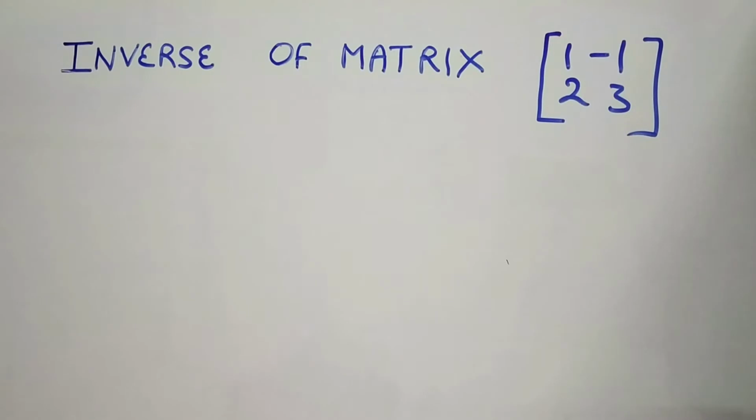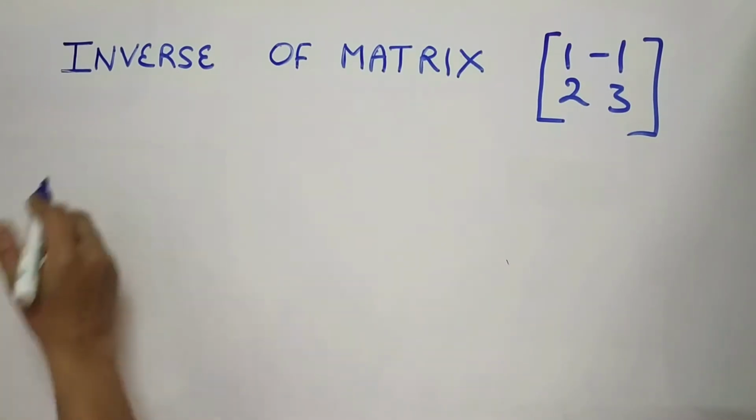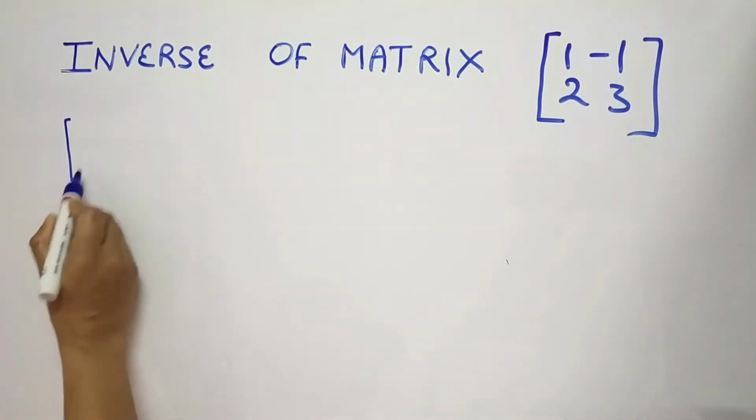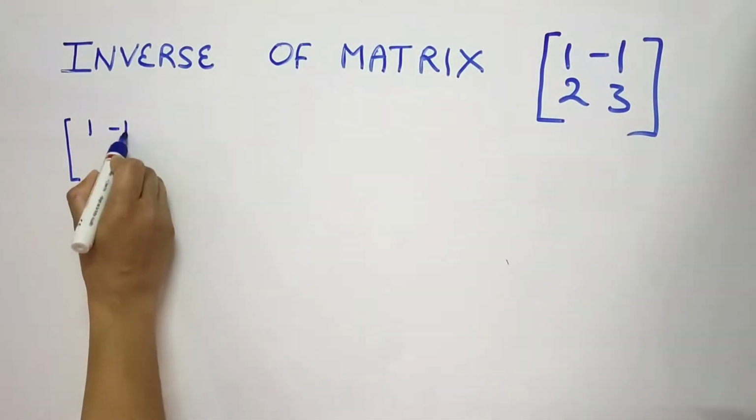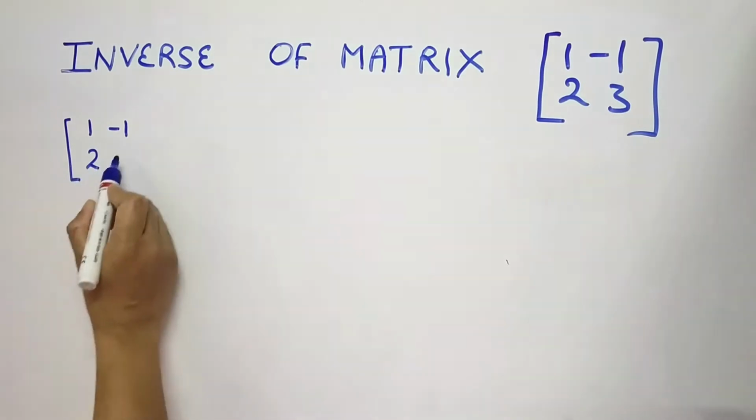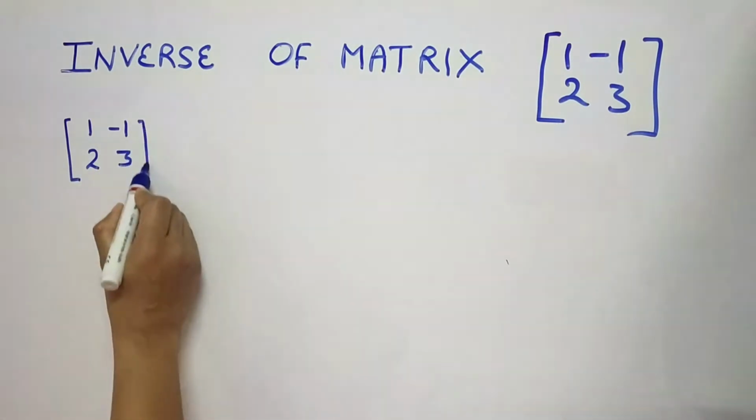For doing this, as I've told, you can take either the elementary row operations or the column operations. Here I'm doing it with the row operations. So let's see what we can do here. This is the matrix A.